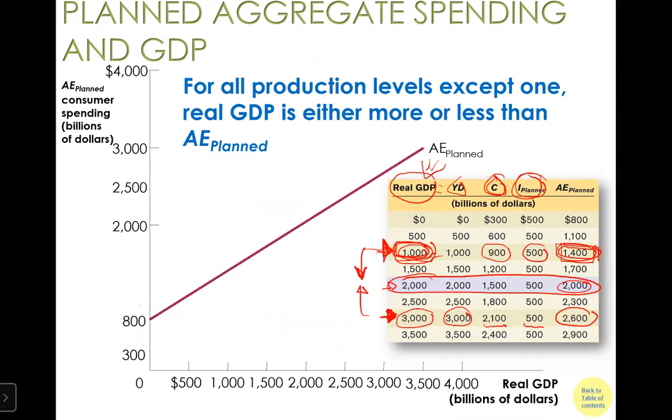We produce 2,000. Households and business have an income of 2,000. And then this income, these two, 1,500 of consumption and 500 investment, or aggregate expenditure of 2,000, is exactly equal to what we produce. We are in an equilibrium, right?